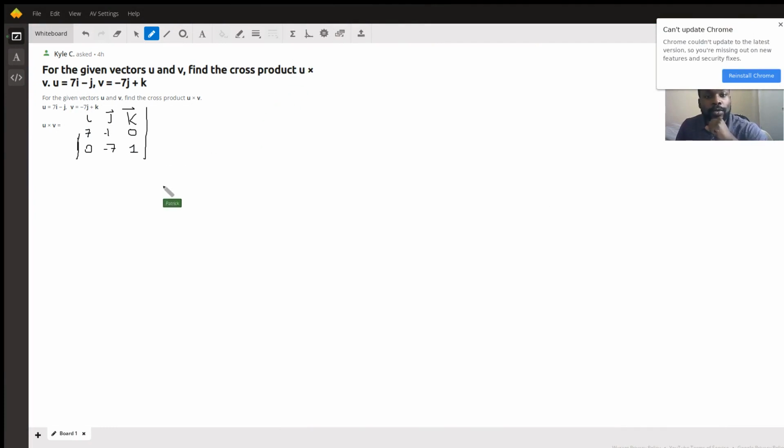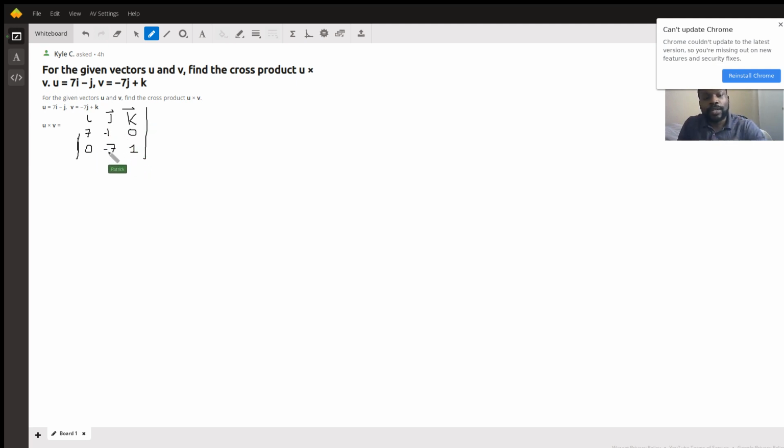So trying to find the cross product of two vectors given u and v. As you can see, I set up a 3x3 determinant where in the first row we have the unit vectors i, j, and k. In the second row we have the vector u. So you see it's 7i minus j. So it's 7 for the i, -1 for the j, and 0 for the k.